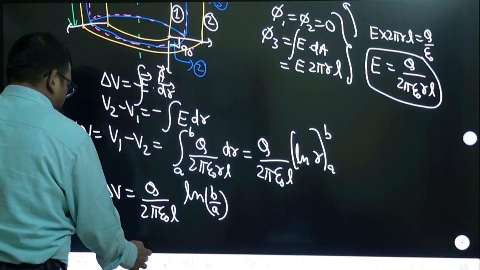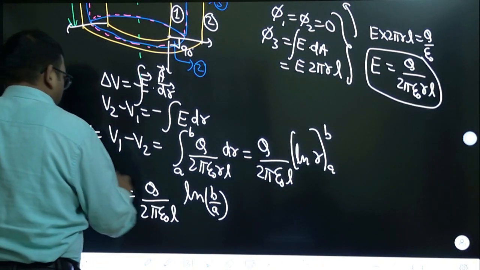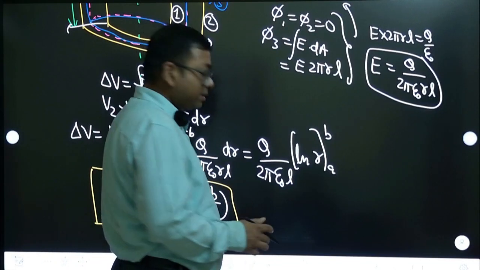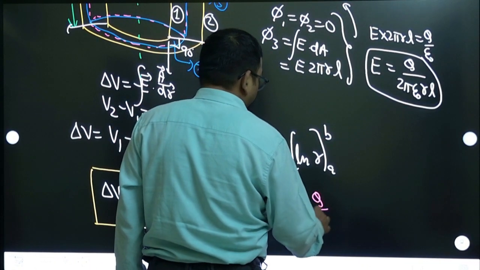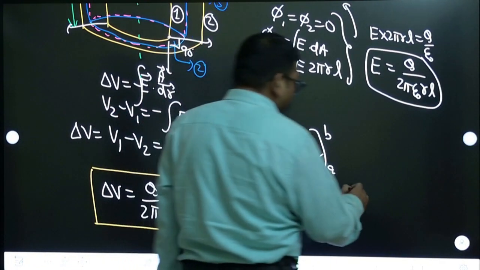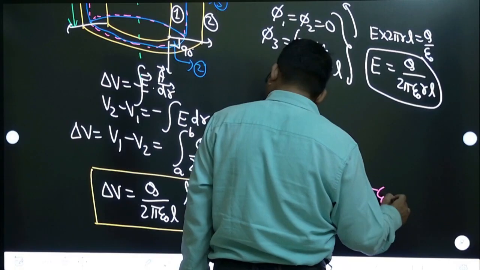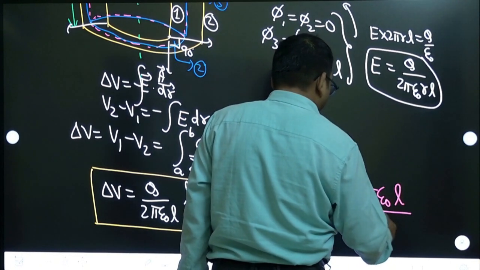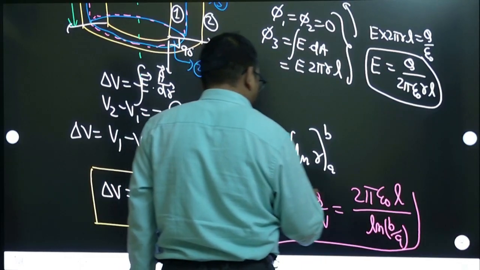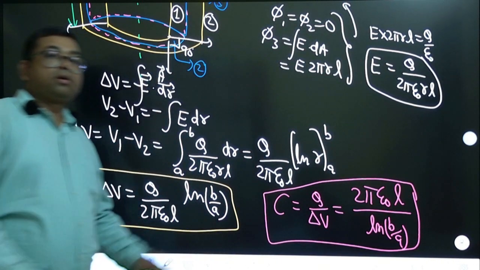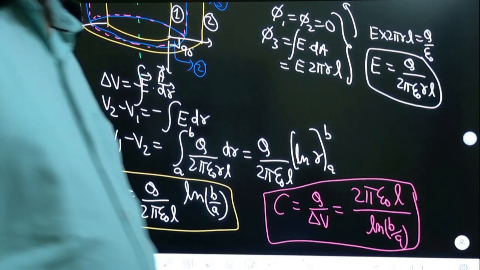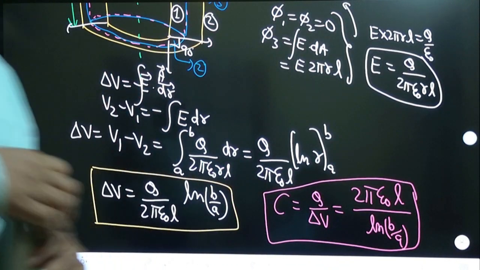Now this is an important derivation which we have done. Now let us calculate capacitance. What is capacitance? Capacitance is Q by delta V. So Q by delta V will become 2 pi epsilon naught L divided by ln B by A. This is the capacitance of a cylindrical capacitor. Are you clear about this? Yes. Okay, so these important derivations we have done.